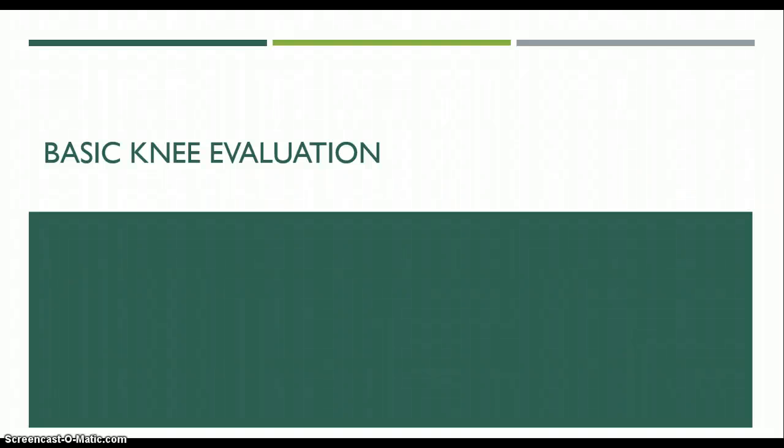Today I will be talking about a basic knee evaluation. A basic knee evaluation is something that should be performed each time you look at a knee. You've got to perform these steps and tasks in order to determine the severity, the diagnosis, and all components that are needed in order to fully evaluate a knee or an injury.